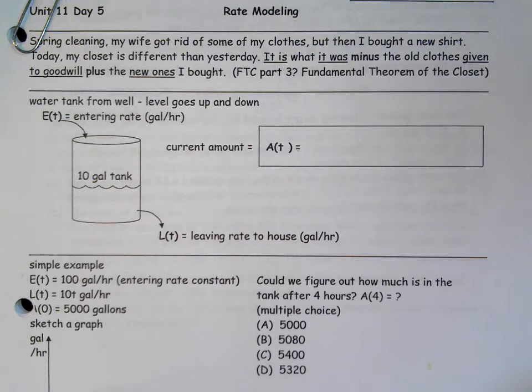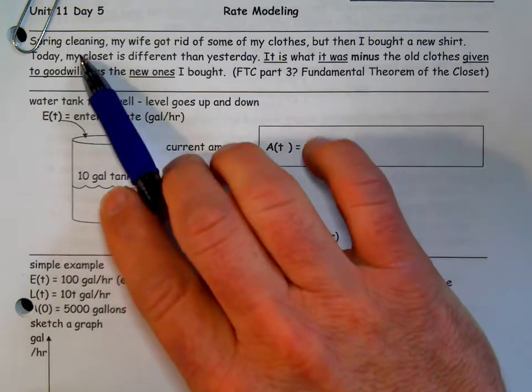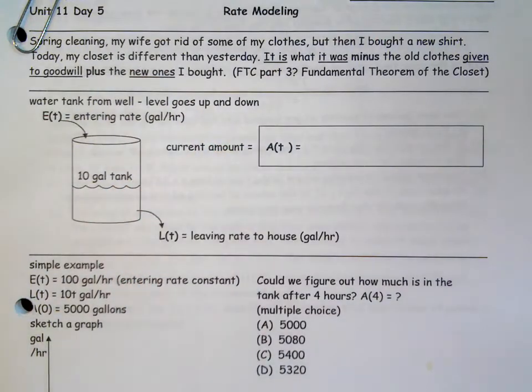So, anyways, just a silly anecdote. Spring cleaning, my wife has got rid of some of my clothes, but then I bought a new shirt. So today, my closet, this is kind of like the fundamental theorem of life, right? Today, my closet is different than yesterday. Today, it is what it was, minus the clothes that I gave away, plus the new ones that I bought. Fundamental theorem of calculus of the closet, FTC, right?